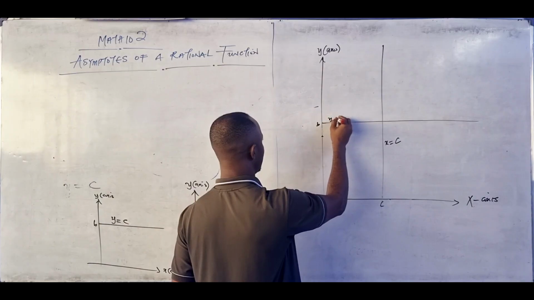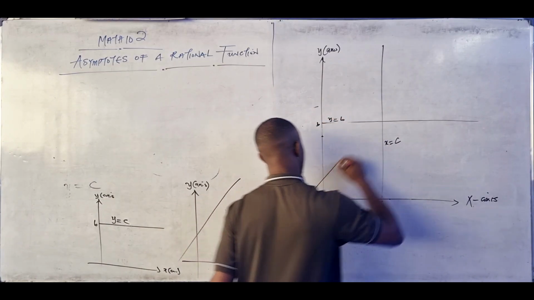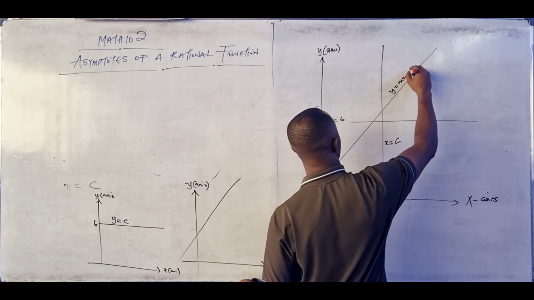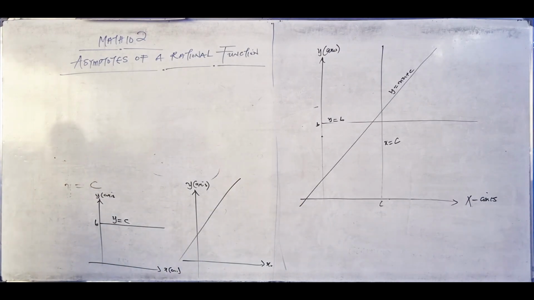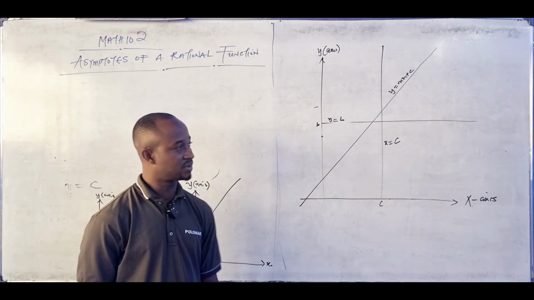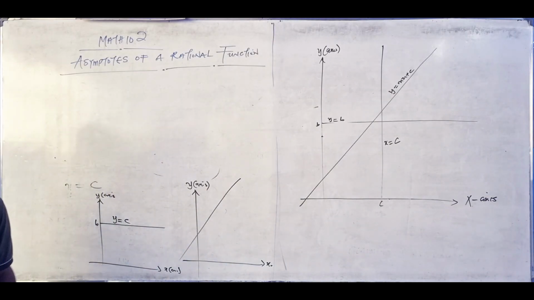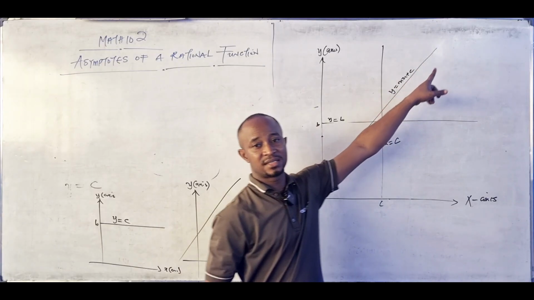Here we have y equals b. Here we have x equals c. I can have the third one, right? Which is y equals mx plus c, right? You can put this graph down as a general graph that shows the three types of asymptotes. Y equals mx plus c. All right. The third line is this now. Slant.